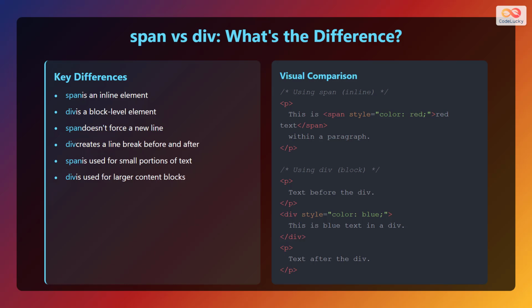Here's a visual comparison. The first example is using the span element. The code has a paragraph with the opening tag and closing tag. Inside the paragraph, there is a span element, where the style attribute is set to color: red. Then the text, red text, is displayed. The second example is using the division element. The code has a paragraph element, and then there is a division element, where the style attribute is set to color: blue. The text, this is blue text in a division, is displayed in blue color.